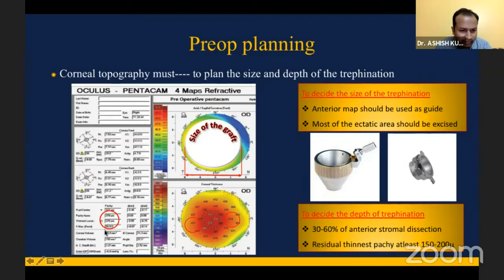Suppose this cornea has almost 375 microns in the center. You want to remove around 200. So you put your depth at 200, and then you'll be left with 175 once you dissect.